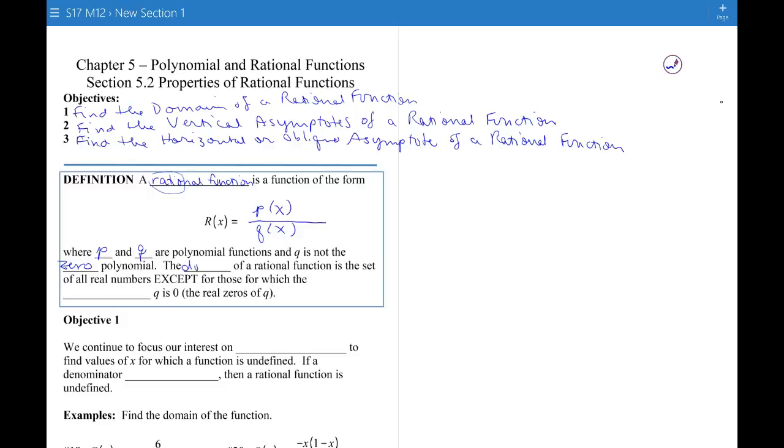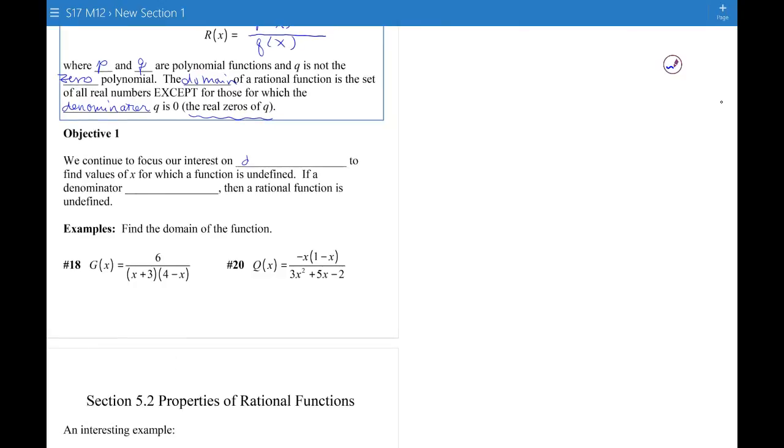And then the domain of a rational function is the set of all real numbers except those for which the denominator Q is 0. So all the real zeros of Q. So you see how this ties into the previous section. We're going to continue to focus our interest on denominators when we're talking about domains. If a denominator equals 0, then a rational function is undefined.